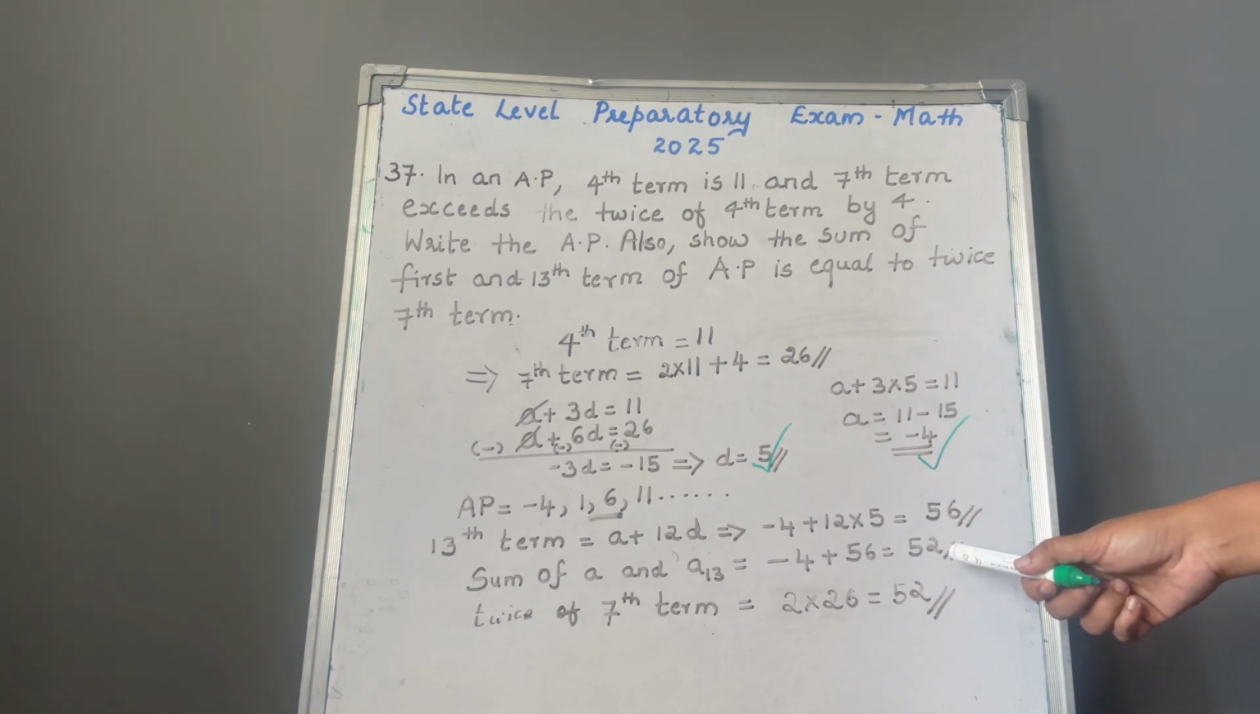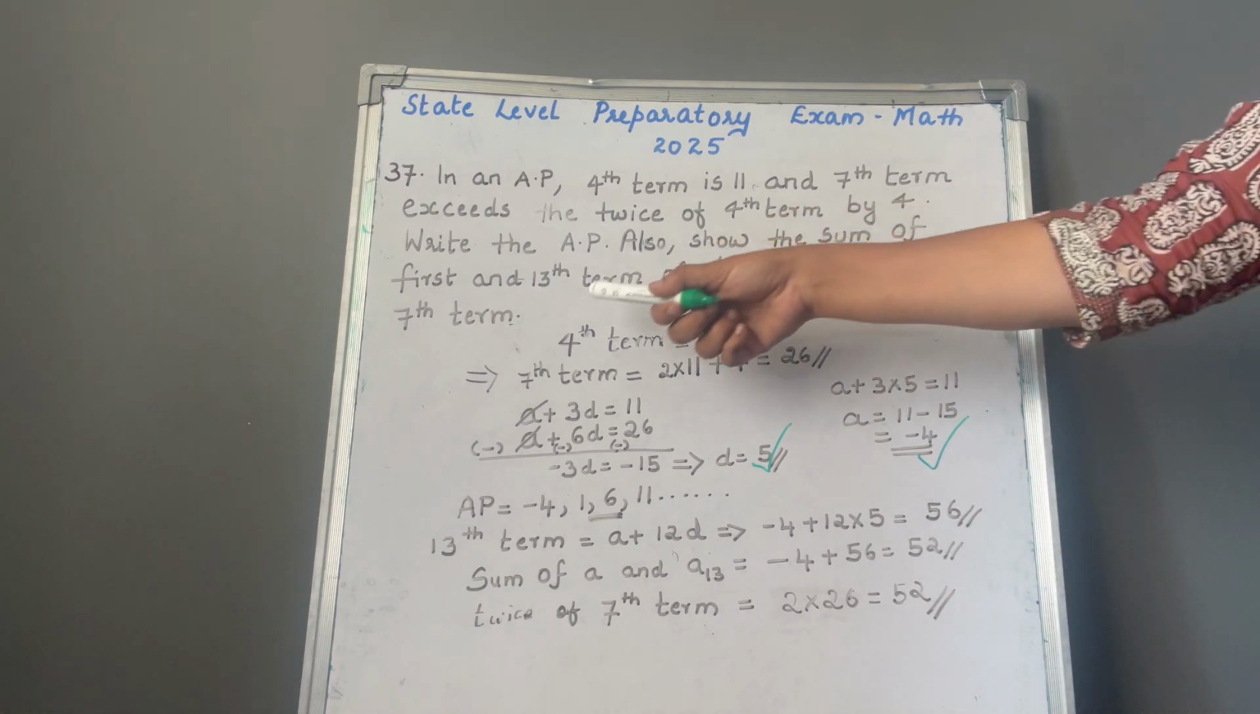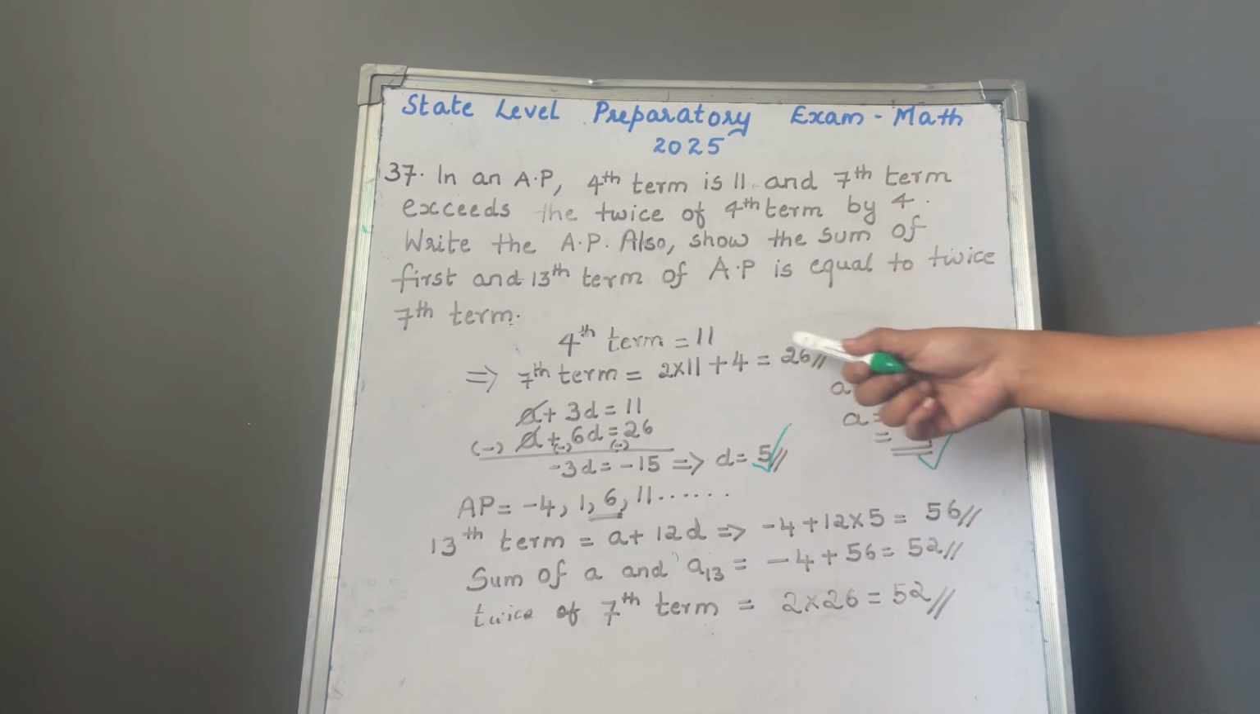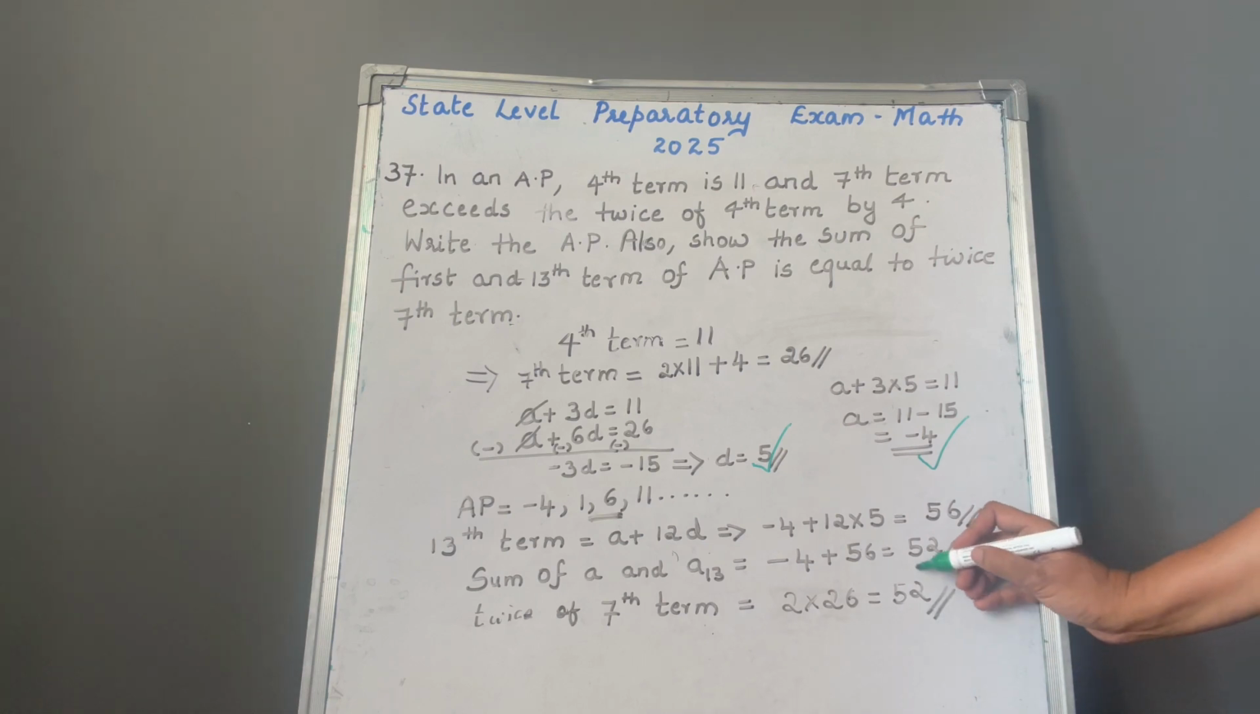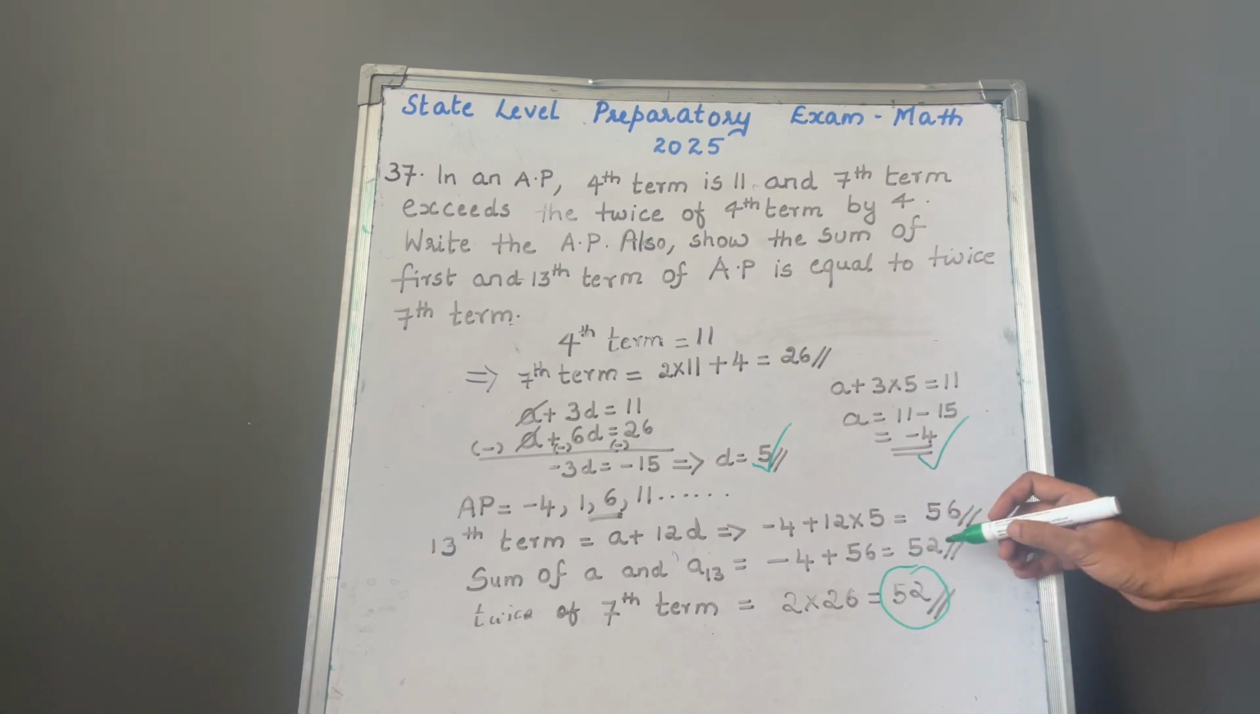We have to show that it's equal to twice the 7th term. The 7th term is 26. Twice 26 is 52. So we have shown that the 13th term and the first term added will give twice the 7th term, both are 52. This question will be for 4 marks.